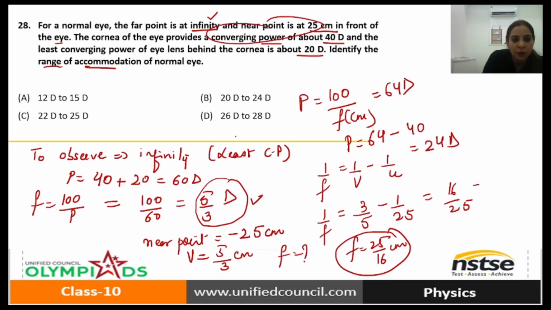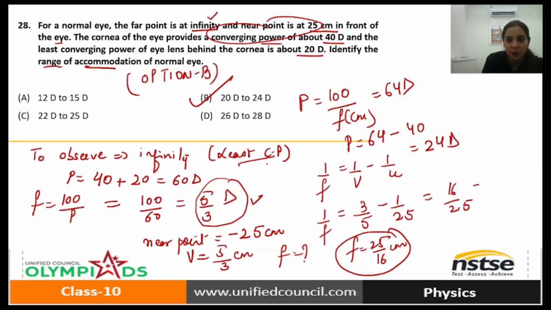So out of the options, the answer which is right will be the one closest to this, that is the range lying between 20 diopter to 24 diopter. Which option is correct here? Option B is correct.